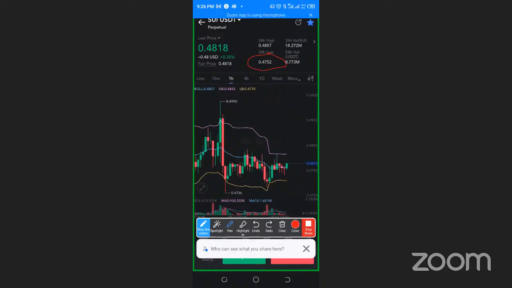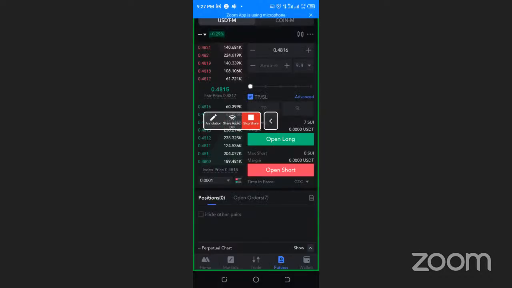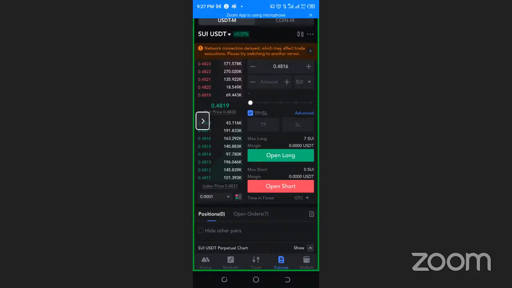For a short, if I want to set it at this price, I have to set my trigger below it. So if I say I want to set my short at 0.48557, then I can set my trigger at 0.485. Okay, so let's get on with it. I know a lot of people will not get this at once, so just enjoy yourself.